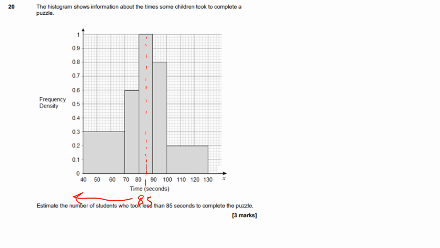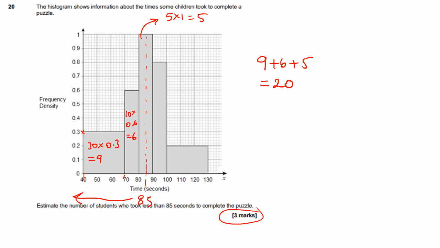So the area of the first one is going to be 30. From 40 to 70 is 30. So that's going to be 30 times, and this section here is 0.3. 30 times 0.3 is going to give us 9. Next section is 70 to 80, which is 10. 10 times 0.6 is 6. And for this little slice here, I've got 5 times 1, which is 5. So in total, I have 9 plus 6 plus 5 students. So that's going to be 20 in total. And that's how you get full marks from this question.